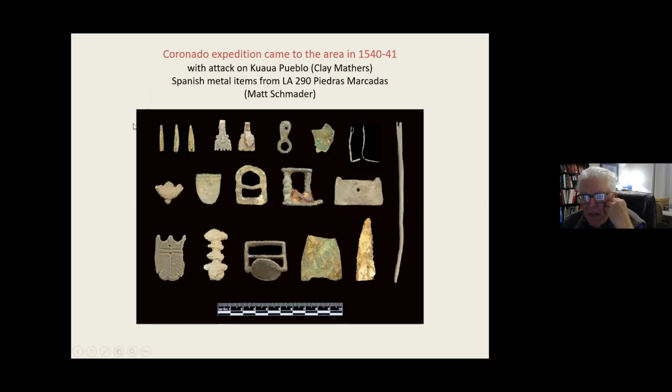Just as an aside, Clay Mathers, a couple of years ago, did metal detection around the outside of Kuaua Pueblo because of the proximity of the encampment of Coronado's party in 1540-41. And indeed, he came up with a lot of metal items. These are actually from LA 290, not from Kuaua, but the Spanish expedition also attacked both of these pueblos, and these are similar artifacts from LA 290, which is a little farther south on the Rio Grande. Mathers has discovered similar Spanish period items, which are datable to that period of Coronado's encampment there, probably during 2 winters. So we have that whole aspect as well.